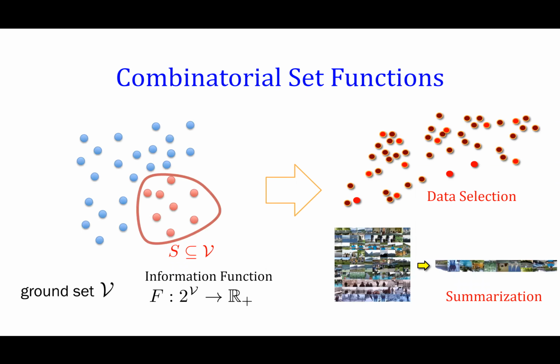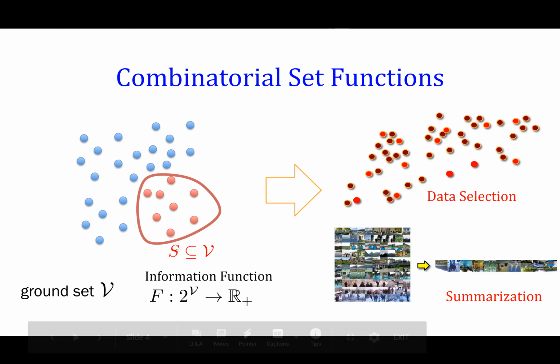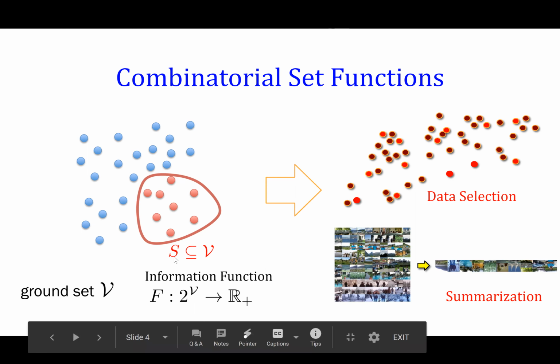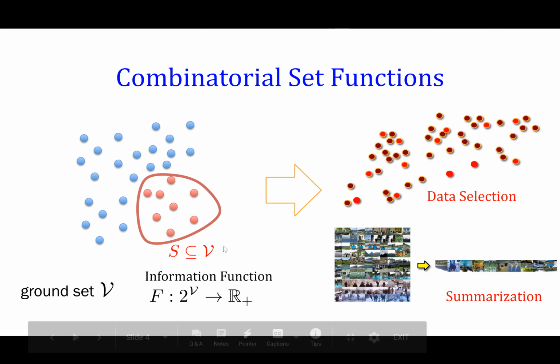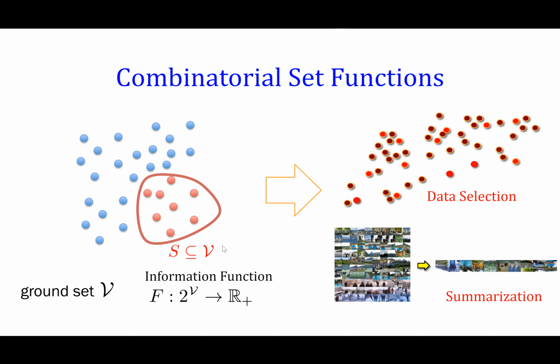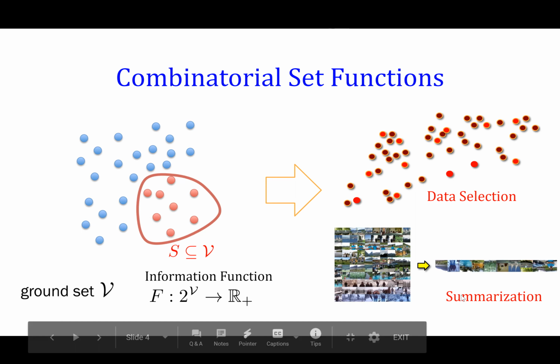All right, so we'll start with what are combinatorial functions, and particularly set functions. So you have a set of items, basically a ground set, and amongst the ground set, I select a subset S, and each subset has a valuation f of S. A number of applications in machine learning involve subset selection, things like data subset selection and summarization.